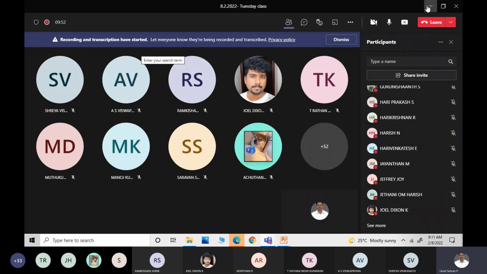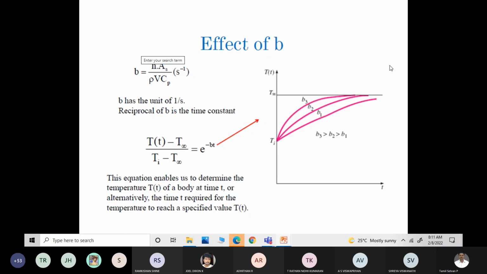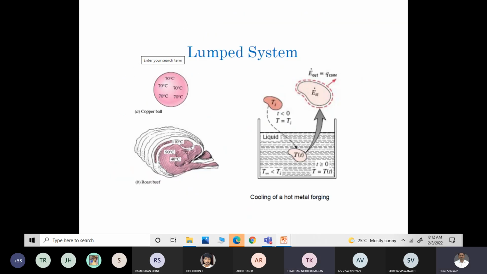What is a lumped system? Anyone? Uniform temperature, constant, uniform with time. Variables that depend on time alone, so the function is for the time alone. Okay, like that. As far as I know, I told you.